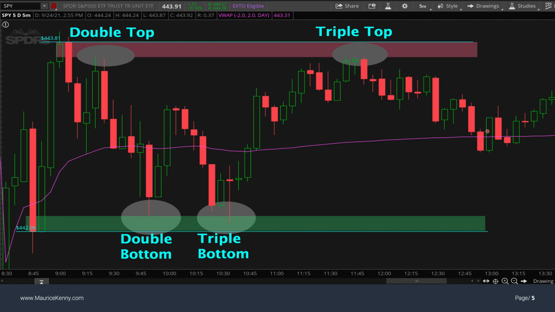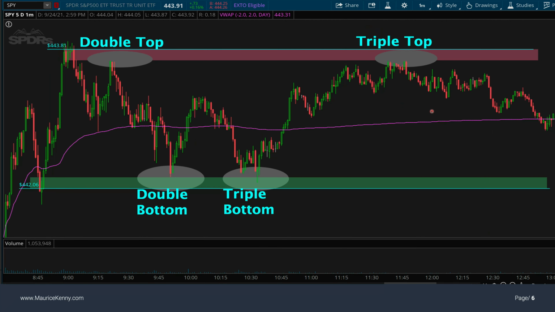And again, I do my zone drawing, or identifying these tops and bottoms, on the 5-minute chart. But what I actually do the trading on is the 1-minute chart, so my entries and exits. But let me show you how clean it looked on that. So this is the 1-minute chart. And literally look at this.